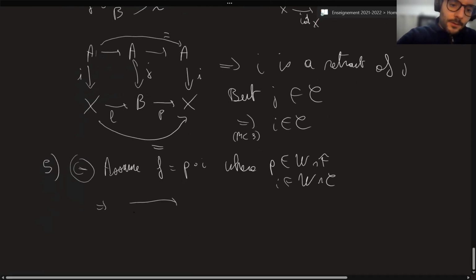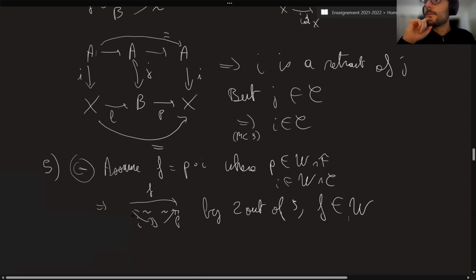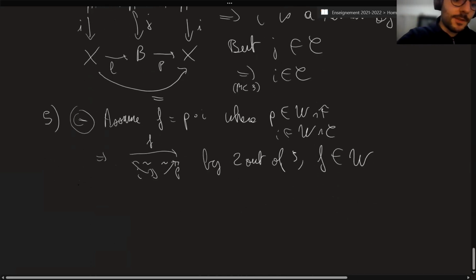Then we have a commutative triangle like that, F, P, I. This one is an acyclic fibration. This one is an acyclic cofibration. So by 2 out of 3, F is in W. You have a triangle, 2 sides are in W, therefore the third is in W. Okay, so this one is not difficult. Now the reverse, well, it's not much more difficult.